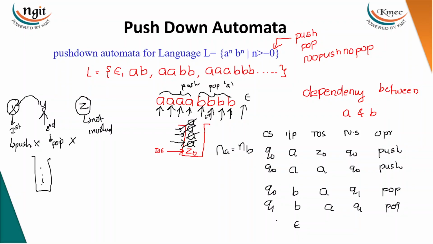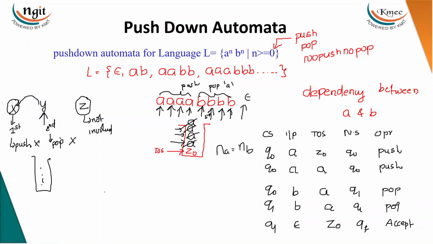Okay, pop. Then on Q1, if there is no symbol on the input, then the stack also must not contain any symbol. So if it is epsilon and the top is Z0, then you can accept it by going to the final state. These are the possibilities. Draw the diagram. You can do it easily. Listen here if you are not understanding.